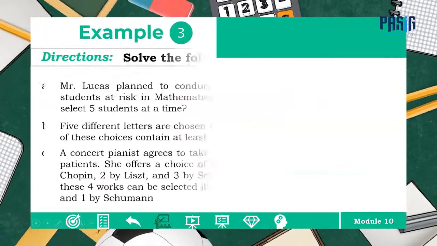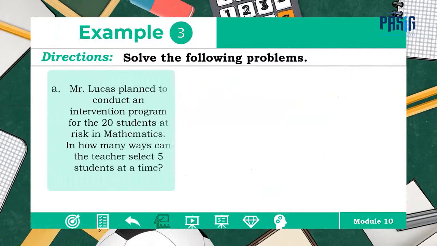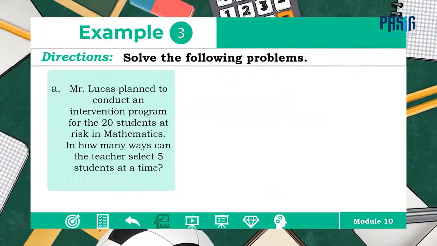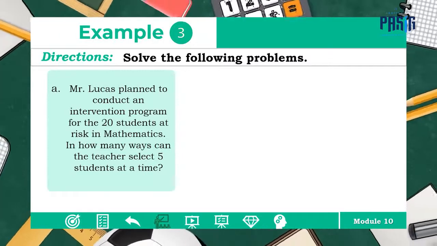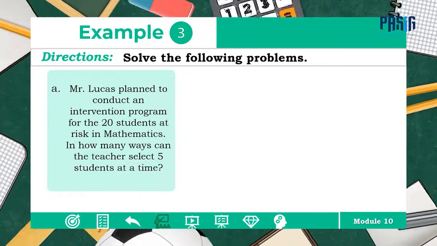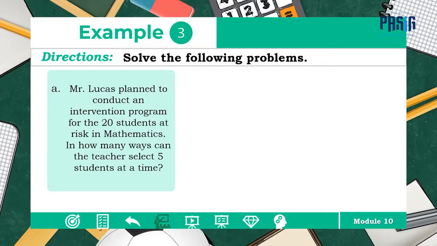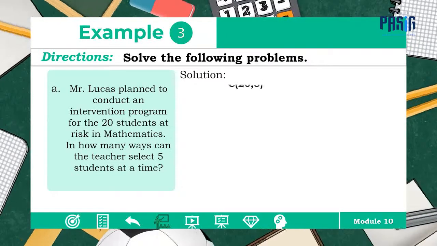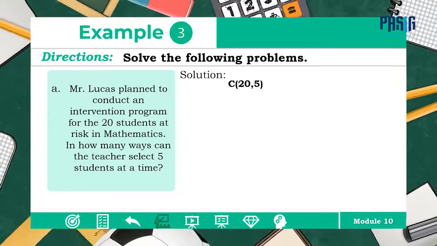Example 3. Solve the following problems. Letter A. Mr. Lucas planned to conduct an intervention program for the 20 students at risk in mathematics. In how many ways can the teacher select 5 students at a time? First, express the problem in combination notation. And that is, the combination of 20 taken 5 at a time.